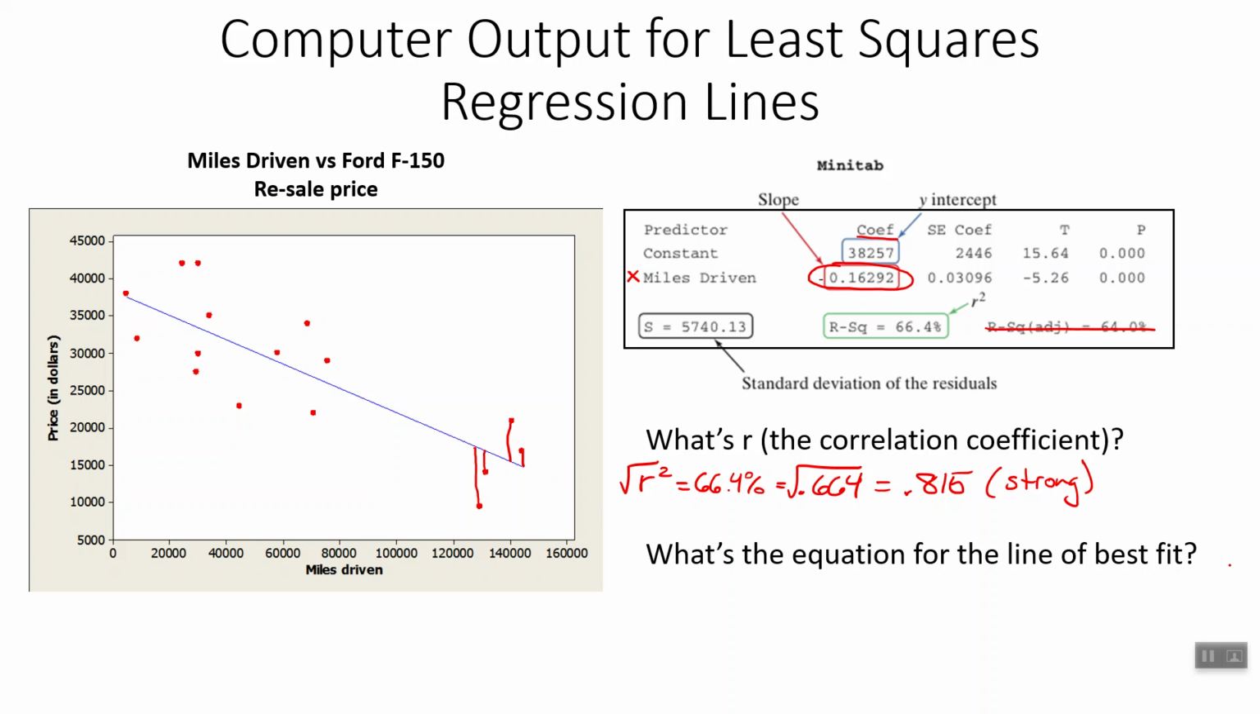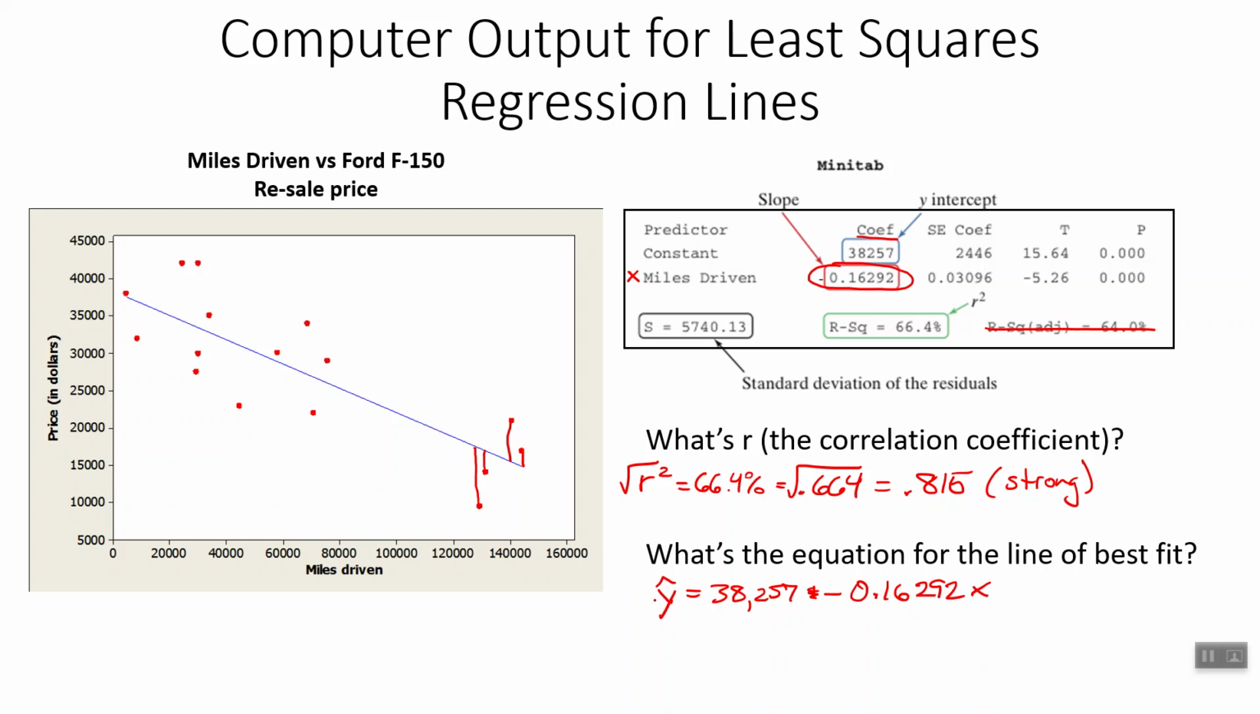All right, what's the equation for the line of best fit? So this is probably the most important thing from this: can we get the equation? All right, so remember, we have two ways to write the equation. We can write it with y hat equals the intercept, 38257. Actually, it's not plus, it's minus 0.16292. We don't always have to write all those decimal places, times x, so we can write it like that.